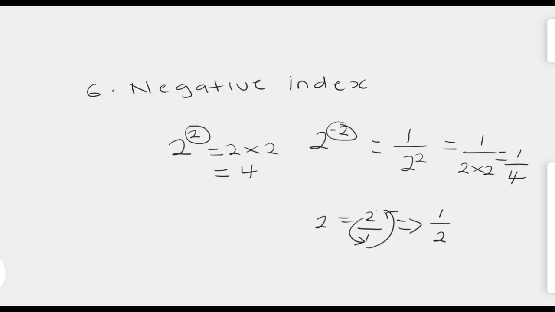So this is simply the negative index. Negative index simply means to flip the number. 2 is the same thing as 2 over 1. So you flip it, it becomes 1 over 2. Then you add the index or power there. So 2 raised to the power minus 2 will give us 1 over 4 in standard form. And 2 raised to the power 2, that is the positive index, will give us 4. Take note, please.